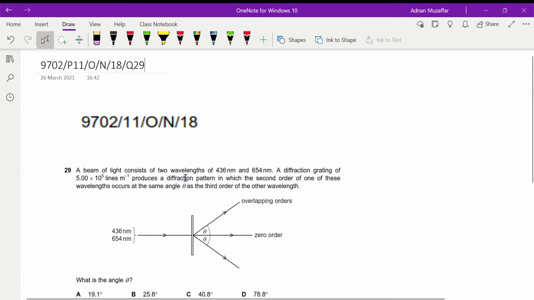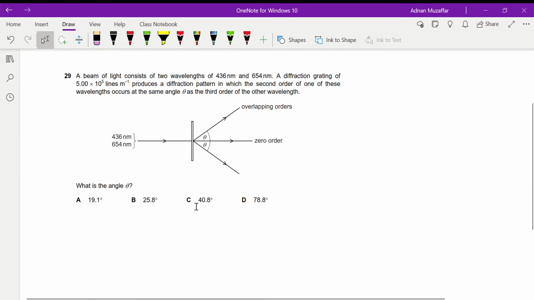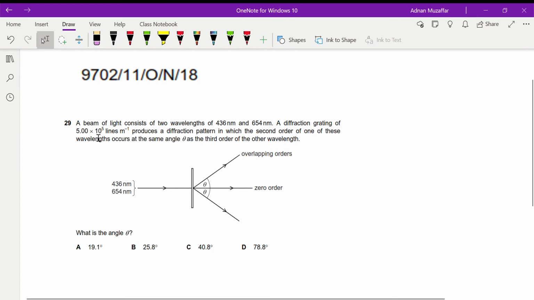Okay, students, so I chose a question from October number 18, P11, which is of AS paper. It's a challenging MCQ. You can see here, let me read the statement of the question.